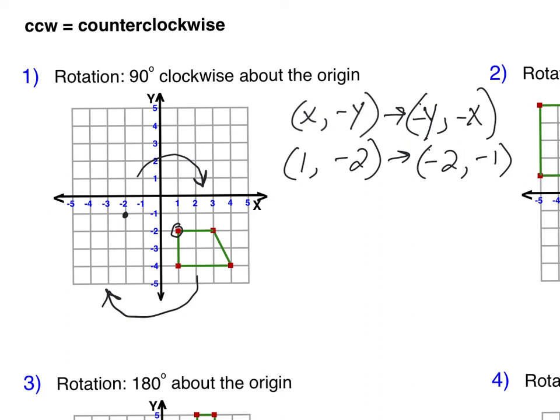Same thing for the next point. That point is right 3, down 2. When I switch them, I go left 2 and the opposite of the 3, so down 3. Now, anything that was perfectly horizontal is now going to be perfectly vertical. You can see that that is a vertical line. The next coordinate was to the right 4, down 4.